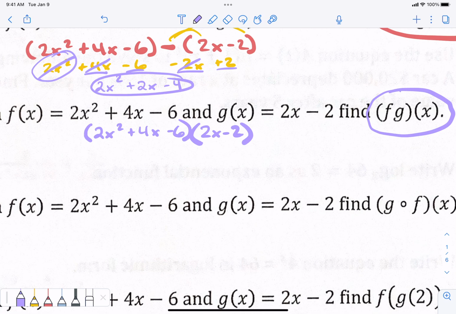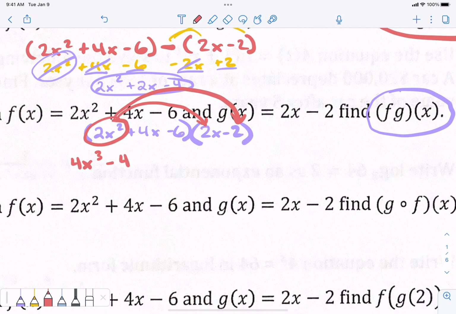Can you multiply in the other direction and do the 2x minus 2 first? Yeah, you can. That's fine. But I'm just going to do it the way that they did. So we're going to start with 2x squared, and we're going to multiply him by this 2x first, right? What's 2x squared times 2x? 4x cubed. Okay, then we're going to take that 2x squared and we're going to multiply by negative 2, right? That makes negative 4x squared.